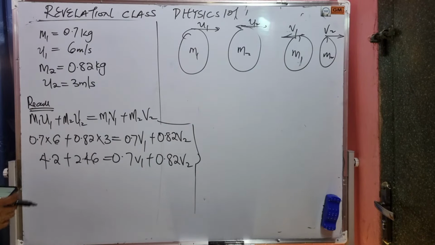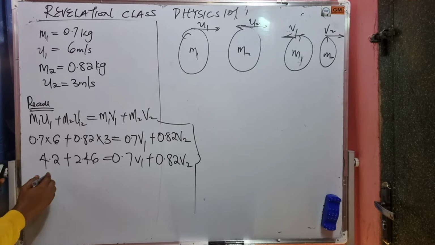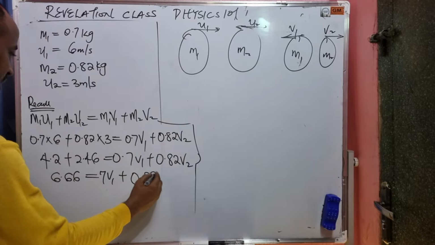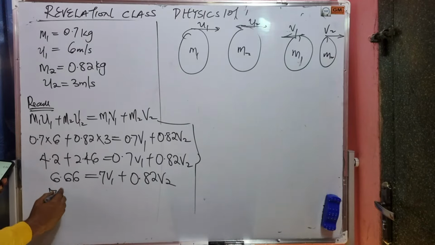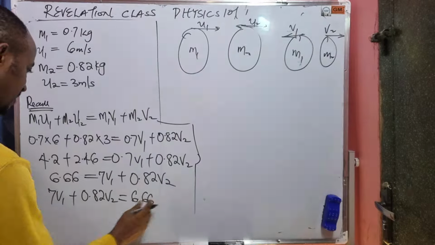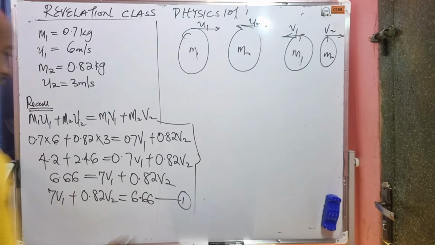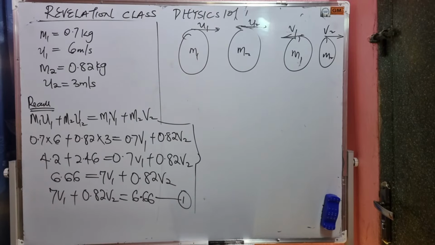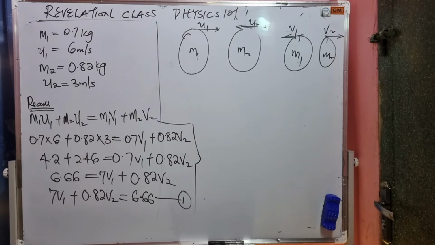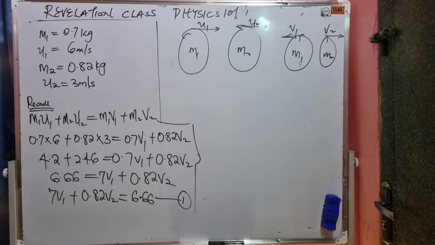All right. So 4.2 plus 2.46 will give us about 6.66 equals 0.7 V1 plus 0.82 V2. So 0.7 V1 plus 0.82 V2 is equal to 6.66, right? This is Equation 1. Let me check again. Our M1 is 0.7, our U1 is 6, M2 is 0.82, our U2 is 3 meters per second. So let's check. 0.7 multiplied by 6 is 4.2. Good.